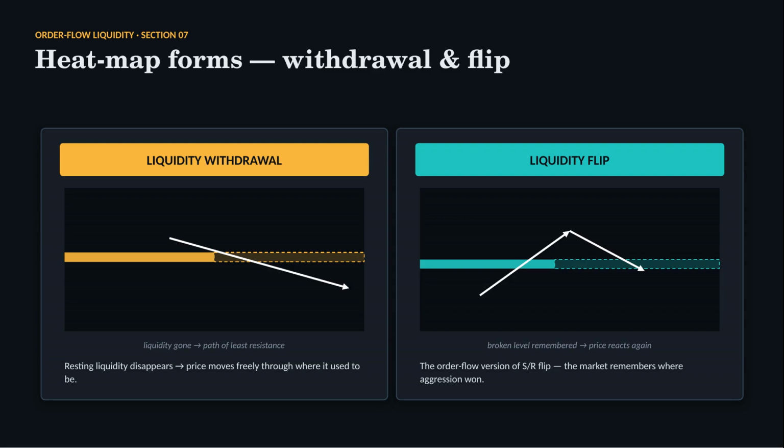Two more forms, and they're about change. A liquidity withdrawal is when resting orders suddenly disappear, the wall vanishes, and price moves freely through where it used to sit because the brake got lifted. A liquidity flip is the order flow version of a support becomes resistance flip. A level gets broken, and the market remembers where the aggression won, so price reacts off that same level again from the other side. Liquidity gone means path of least resistance. A broken level remembered means price reacts there again.